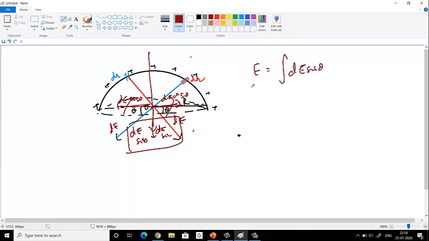But in the question, he is asking only the direction, so you don't have to do all this. What direction are you getting in the end? You're getting a direction that is downwards, perpendicular to the diameter. This is the direction of the net electric field, perpendicular to the diameter. All right, that's it. Fine. Next.